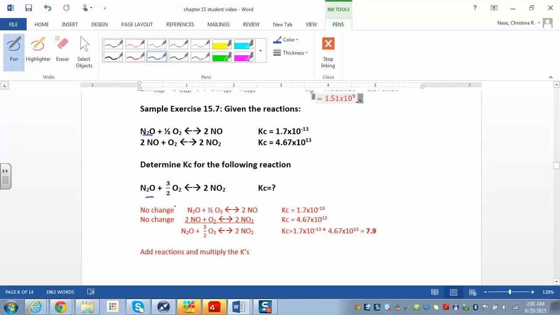And then skip the O2 since it's in both of these reactions. You want to leave that one to the very end, and then you can look at 2NO2 as a product, 2NO2 as a product. So you end up not having to change these reactions at all. They're already in the right form. When you add them up here, you have what's going to cancel. That guy cancels. And now you can combine this 1/2 O2 with 1 O2, which will give you 3/2 O2. And everything works out. When you add the reactions, you multiply the K's, and then you end up with 7.9 there.